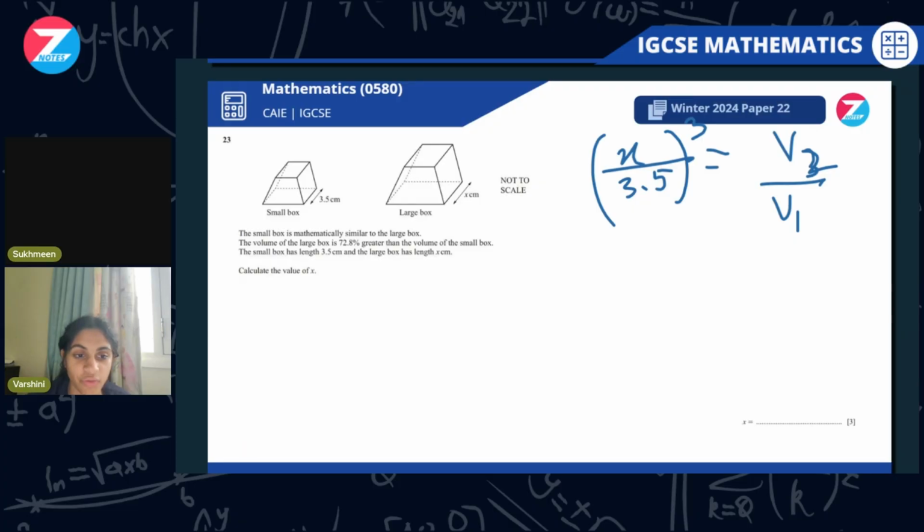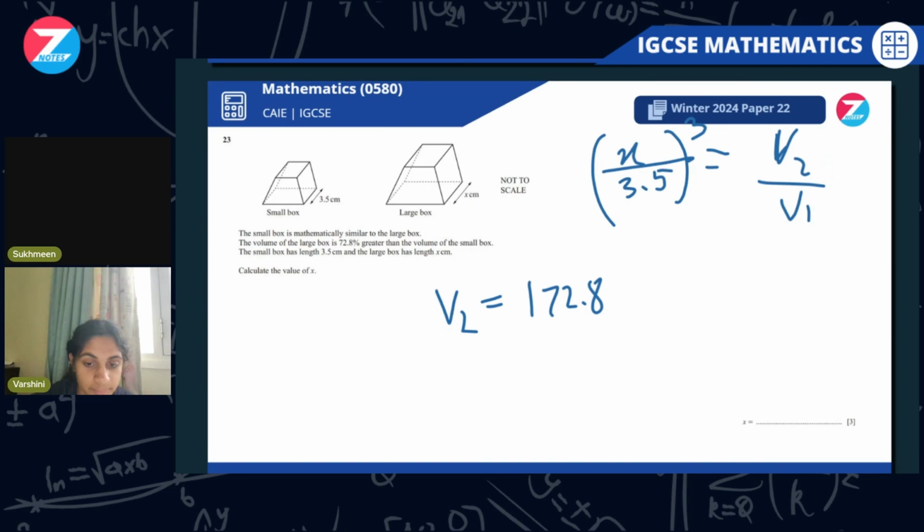And we also know that v2, the volume of the large box, is 72.8% greater than the volume of the small box. So we know v2 by v1. We also know v2 is equal to 72.8% greater. Remember, not 72.8% into, but greater. So that's going to be 100% plus 72.8%, so it's going to be 172.8 by 100, which is percent, into v1.